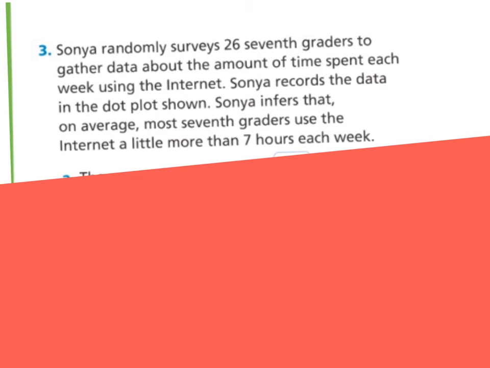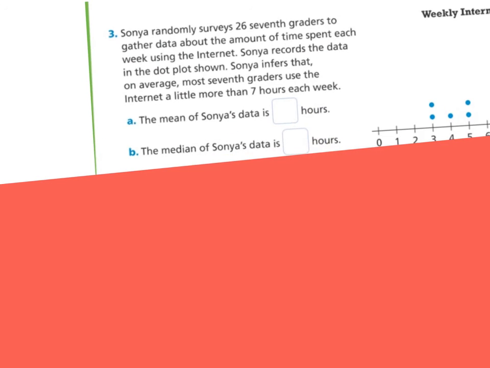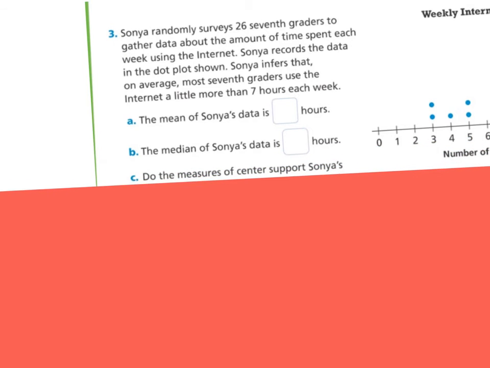Number 3, Sonia randomly surveys 26 7th graders to gather data about the amount of time spent each week using the internet. Sonia records the data in the dot plot shown. Sonia infers that on average most 7th graders use the internet a little more than 7 hours each week. So the first thing they want us to do is find the mean and the median.